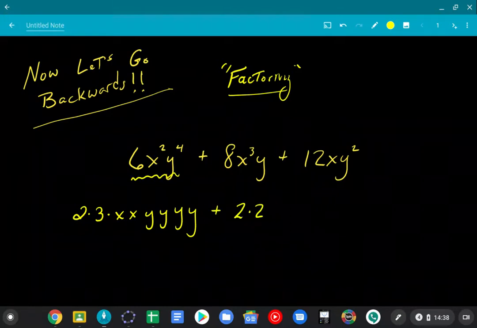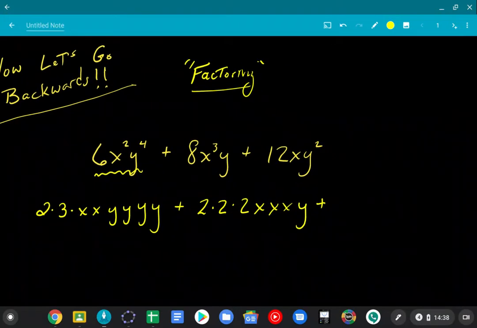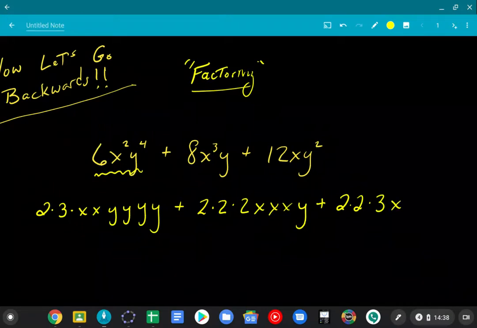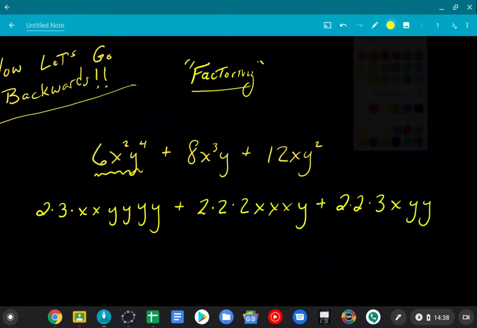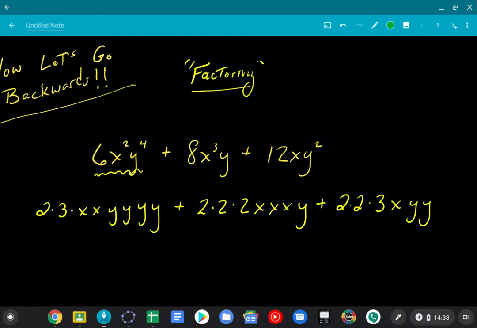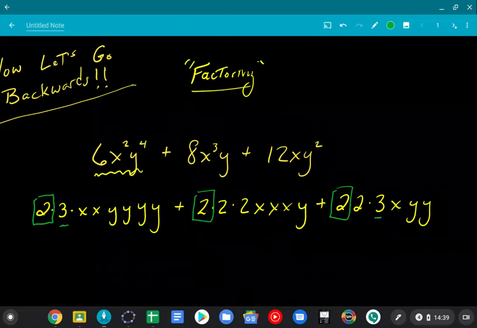Similarly, 2 times 2 is 4, times 2 is 8, and then I've got 3 x's and 1 y. And finally, I've got 12, which is 2 times 2, which is 4, times 3 is 12, with 1 x and 2 y's. And then I just got to go through this and say, what do they all have in common? They definitely all have a 2 in common. They definitely do not all have a 3 in common. There's a 3 here, there's a 3 here, but there is no 3 here. So I cannot take out a 3. What about another 2? Nope, this one only has one 2.